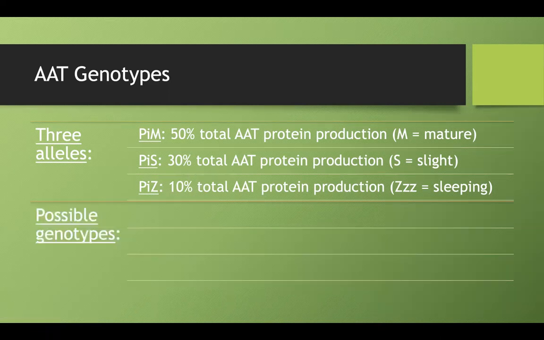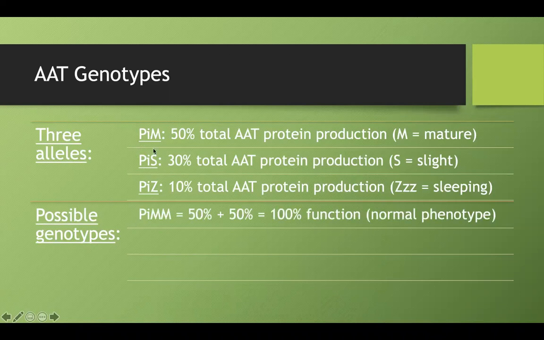So let's go over the different genotypes, because remember, you'll get one of these alleles from your mom and one from your dad. So you can get two of these PiM alleles, so PiMM, which most of us have, and that's when you have your completely normal phenotype. You have 100% of your expected function here.